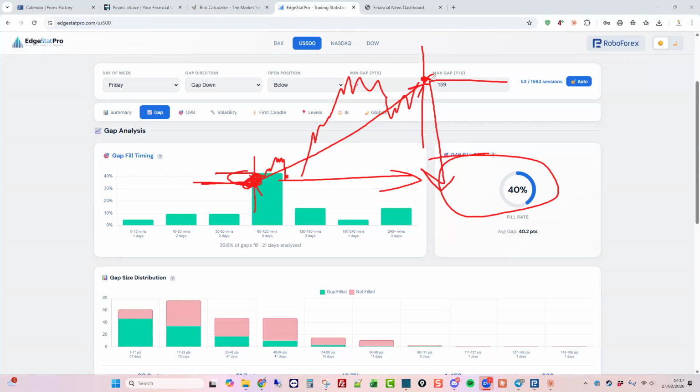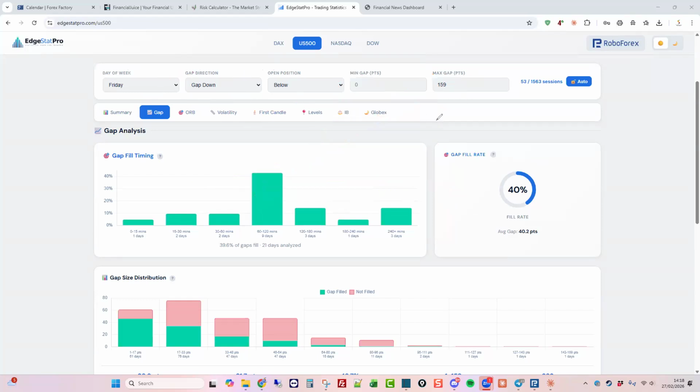So we have a definite advantage that we know 40% of the time that gap is going to get filled when it is a gap down below on a Friday of that sort of size. Okay, so we have an immediate statistical advantage. And you can play this in a multitude of ways.